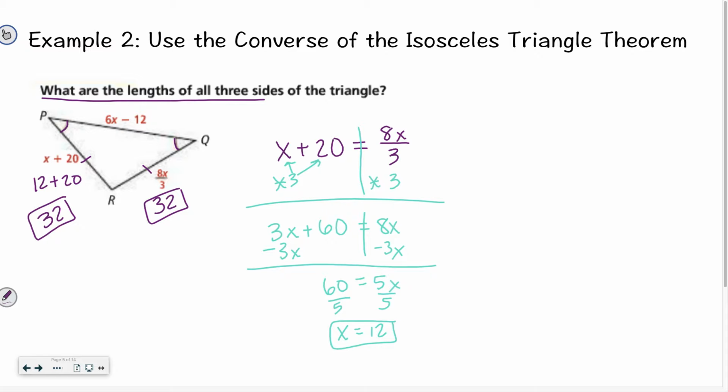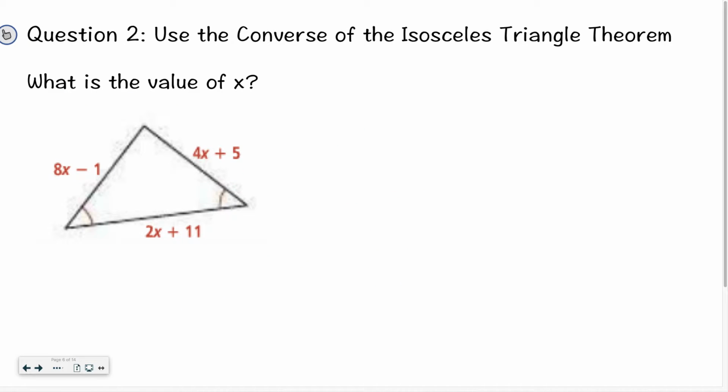This could also be a good way to check your work. If you plug the number into both and get different answers, chances are your x value is wrong. Now if I plug 12 into the last side and I do 6 times 12 and then minus 12, I end up at 60 for this side length. So I have side lengths 32, 32, and 60. All right, why don't you try to solve for the value of x this time?